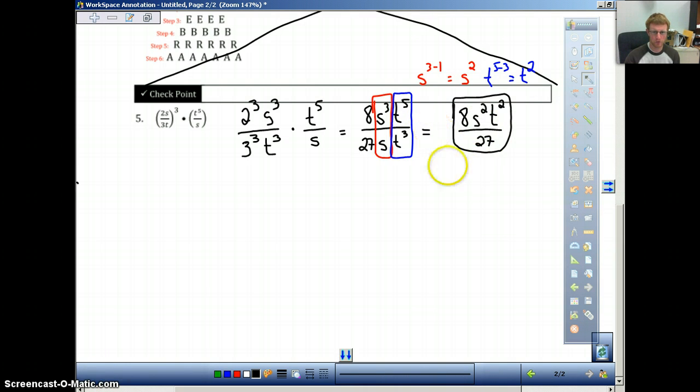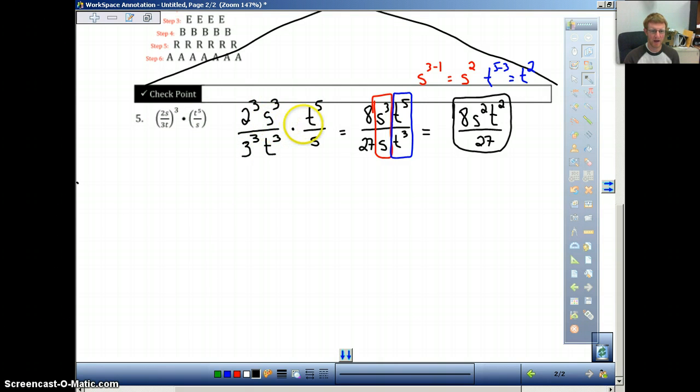Okay, so here's the solution you should have gotten: 8s squared t squared over 27. Let's talk briefly about how we got that. We applied the 3 to everything on the inside. So we had 2 to the third, s to the third, and 3 to the third, t to the third.